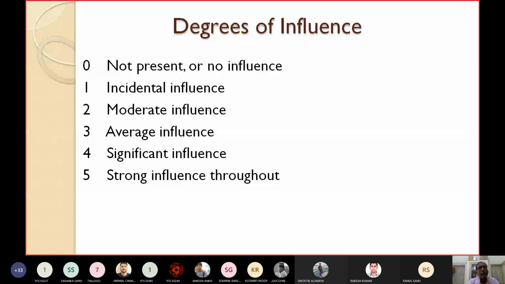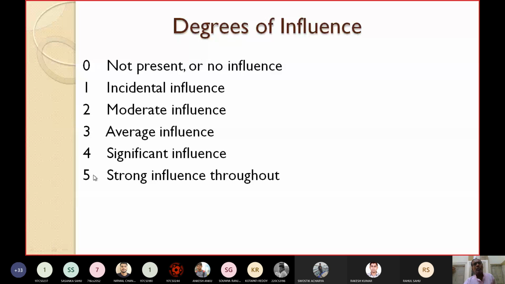Perhaps these previous parameters, the 14 system characteristics, we have to know how each characteristic influences the calculation of the system size or the software size. If that characteristic is not at all present or has no influence, we can give 0. If it has a very minimal, incidental influence, you can give 1. If it has moderate influence, you can give 2. If it has average influence, you can give 3. If it has significant influence, you can give 4. And if it has strong influence throughout the software, then you can give 5.